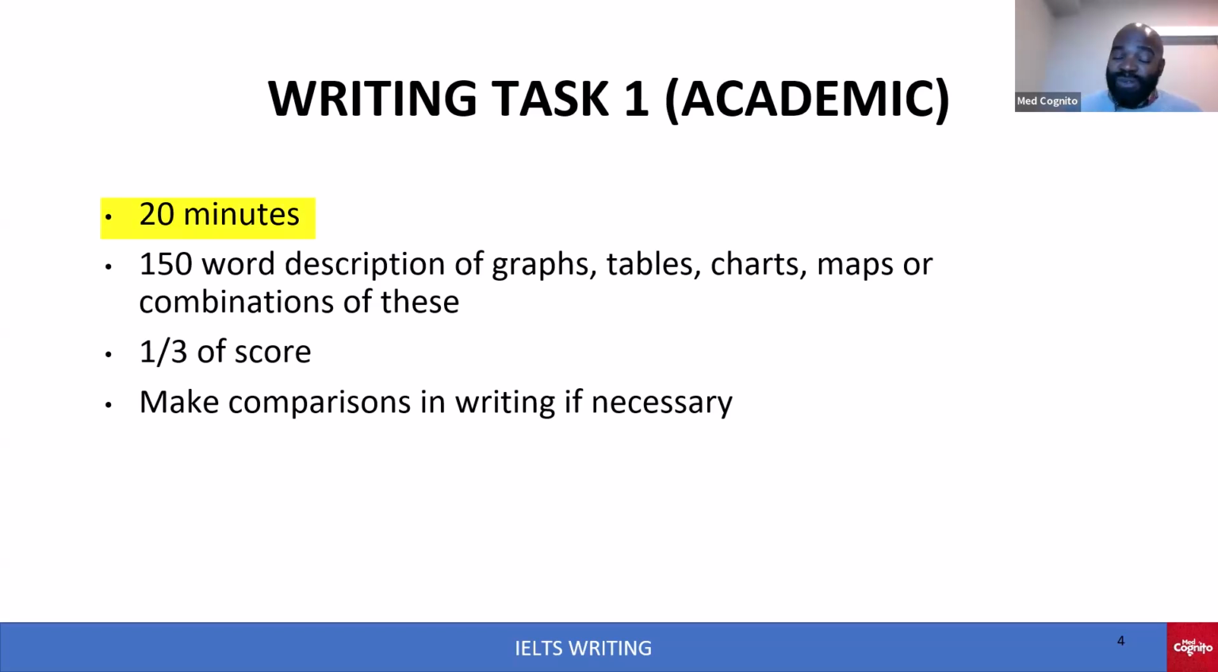You would have 20 minutes for Task 1. You would usually have to meet a 150-word threshold requirement in which you would have to describe a graph, a table, a chart, a map, or a combination of these. This task comprises 1/3 of the score, so it makes sense that you spend a third of the 60 minutes, which is 20 minutes, to write this task. You would have to make comparisons in writing if necessary. And at the end, we will take a look at an example just to flesh out all the things that we will discuss during this webinar.